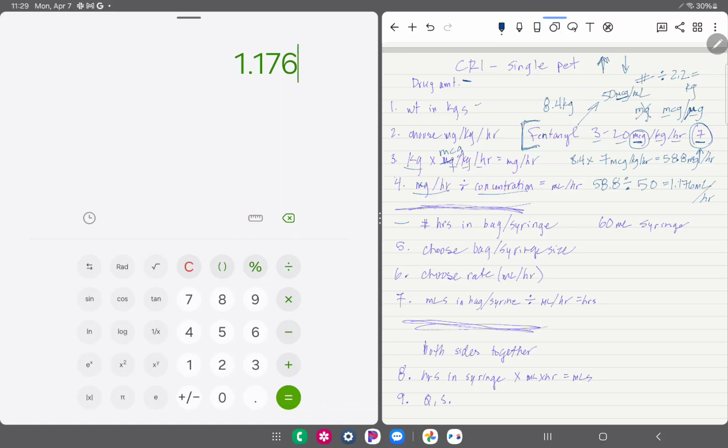So the next part, number of hours in the bag or syringe. I figured we would pick a syringe this time. Last time we picked a bag. Let's just pick a syringe this time so we can see what that kind of math looks like. If I have a 60 mL syringe, maybe I can only get 4 hours out of this syringe, and that's okay.